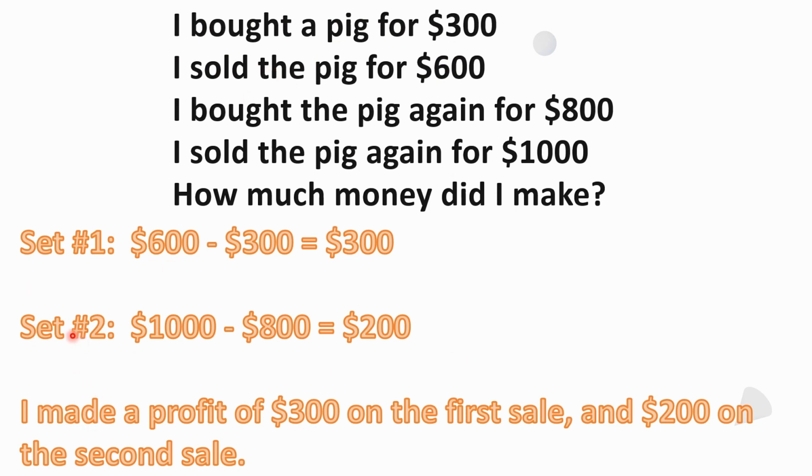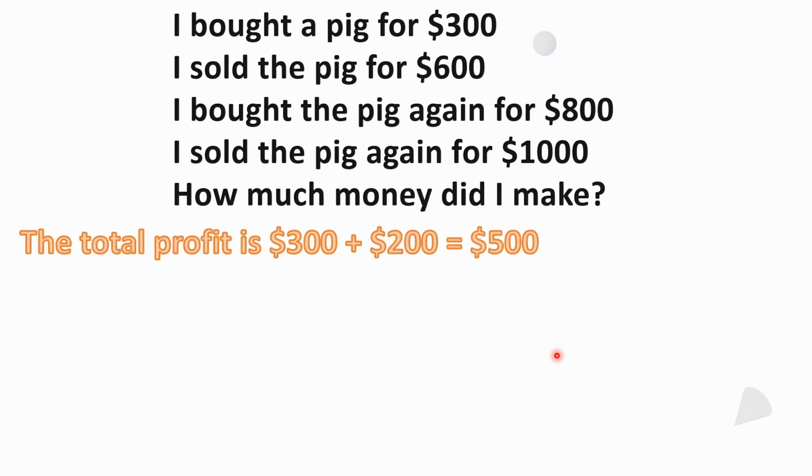Now, the second set of transactions, I bought the pig again for $800. I sold the pig again for $1,000. So that's another easy one. You can take 1,000 and subtract the 800, which is what I paid for it the second time. So I made $200 on the second sale. So I made a total profit of 300 on the first sale, 200 on the second sale, and I could add those two up and I get 300 plus 200 equals 500.